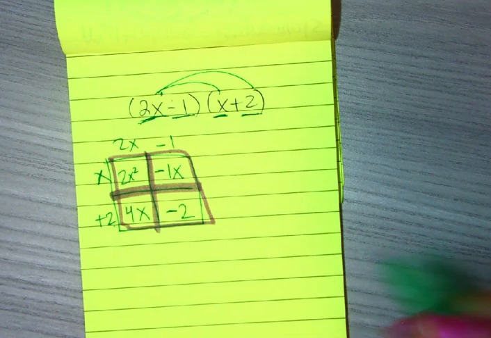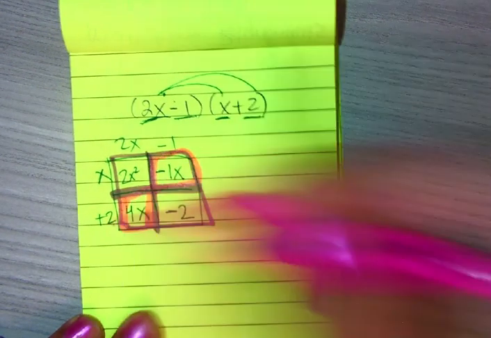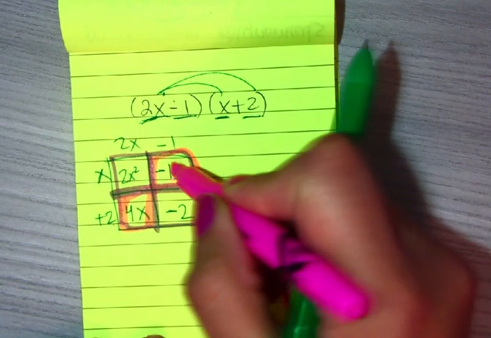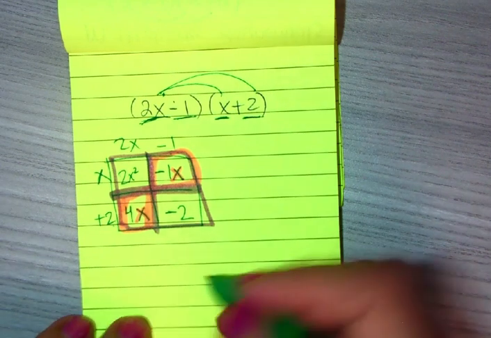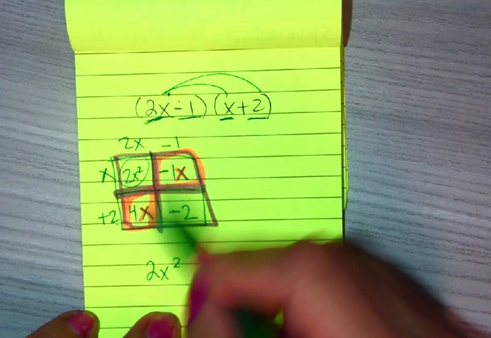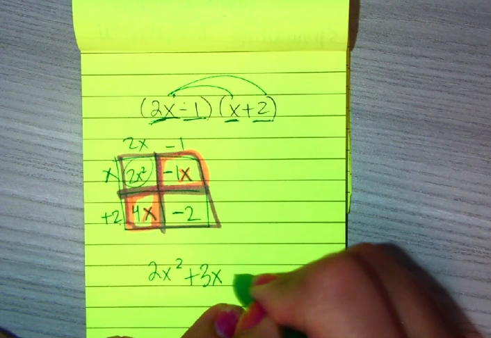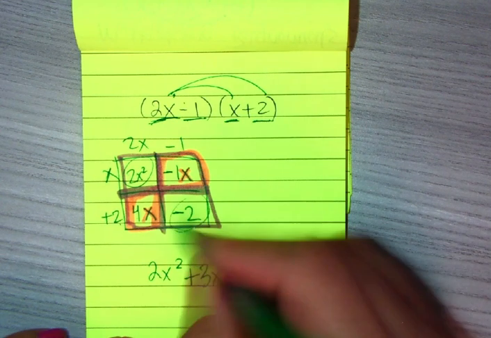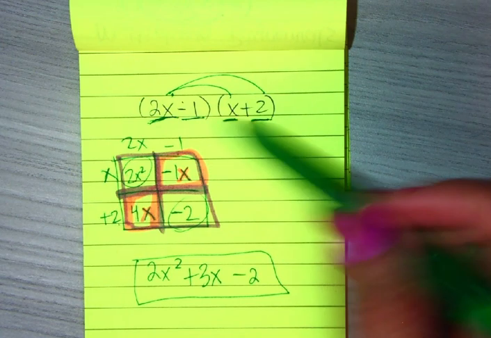And what you're going to notice is that these two boxes in the middle are like terms. They both have that x. So we're going to combine those. So your final answer will have 2x squared, and then 4 minus 1, which is 3x, and then minus 2 at the end because of that last part. So this is the trinomial you get when you're multiplying these two binomials.